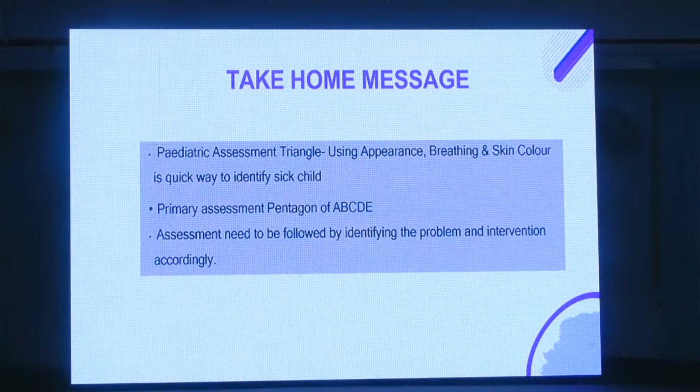Take home message. First, the pediatric assessment triangle and the pediatric assessment pentagon. If you know these two things, you can easily assess whether the child is sick or not. Thank you.